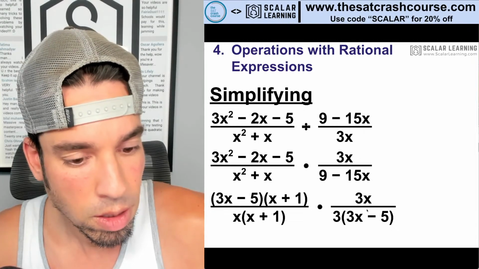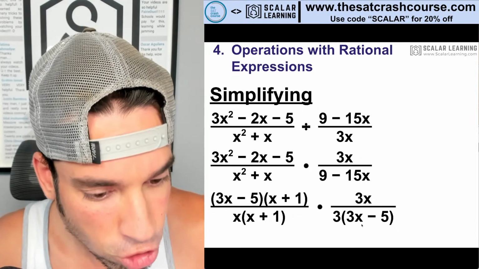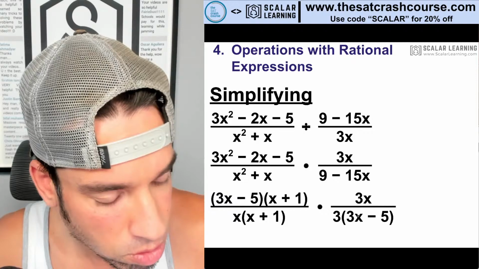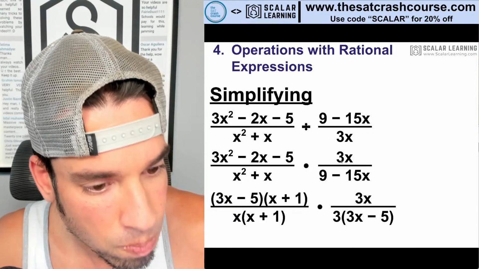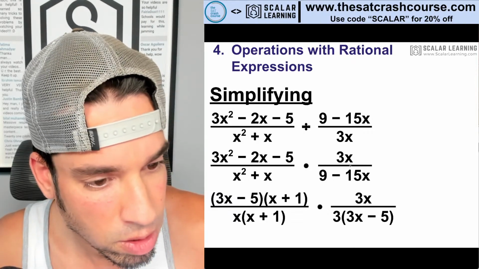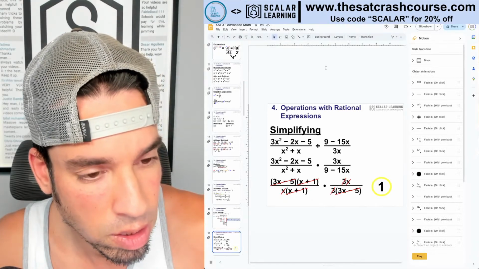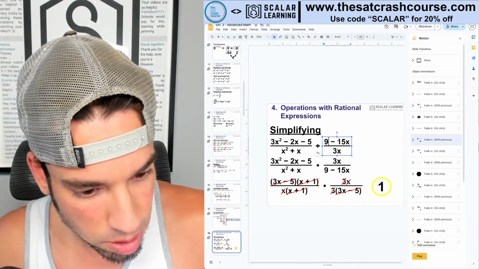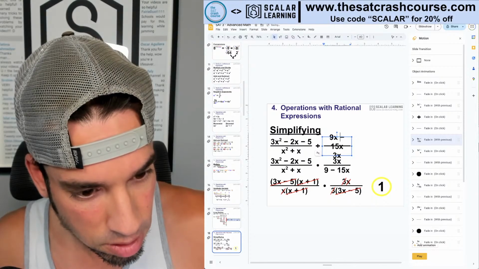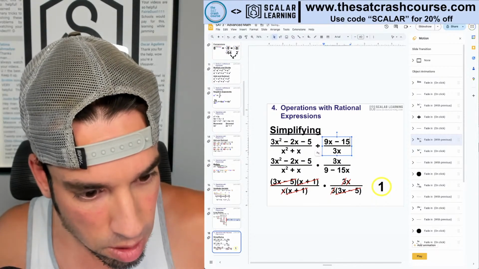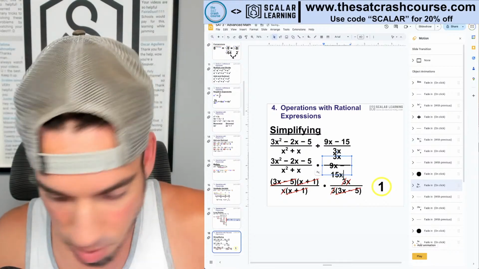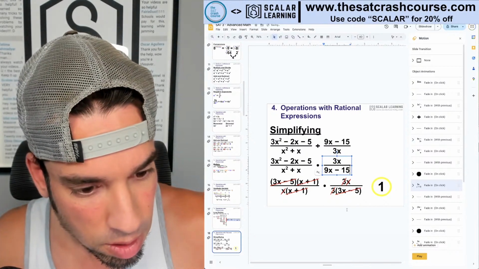Oh, wait. Oops. That should be 3 minus 5x. Hold on. 3x. Oh, you know what? I can fix this really quickly. We're going to fix this in real time. That should be 9x. There we go. That was a little mistake. 9x minus 15. There we go.